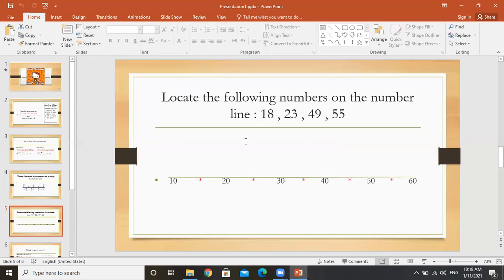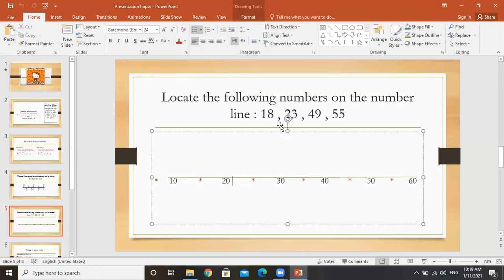So 18. 8 is more than 5. If 15 is located here, this means that 18 should be located after 15. The nearest 10 to 18 is 20. If this is 15, then 16, 17, here is 18. We should locate number 18 here.